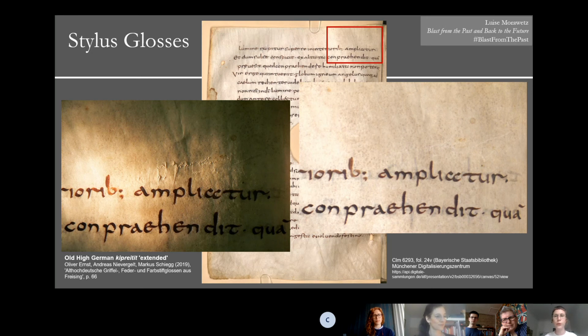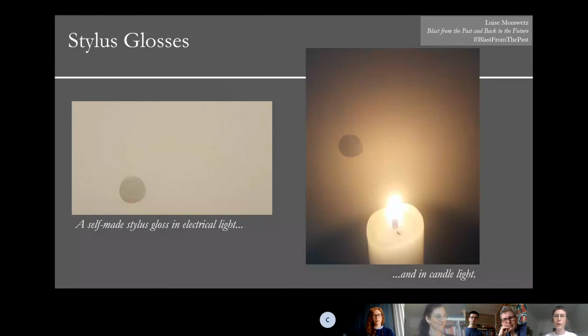of modern reading rooms. Here I propose a little experiment. Although no library would let you get near a manuscript with a candle, you can create your own stylus gloss on thick paper, for example with a letter opener, and see how the visibility changes in candlelight, as I did in this picture.